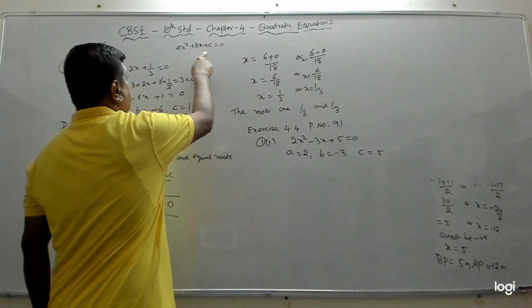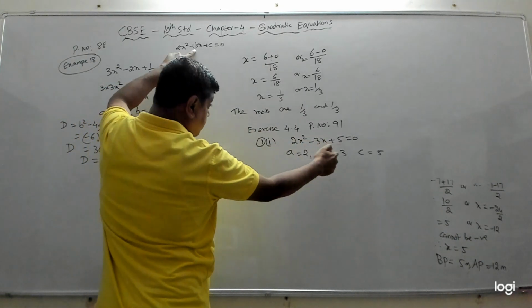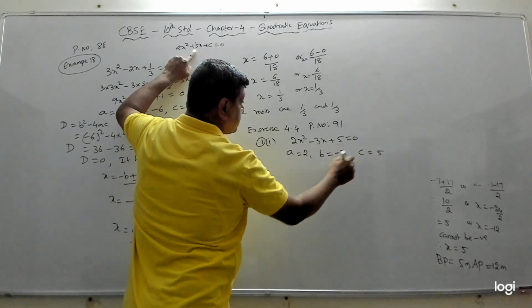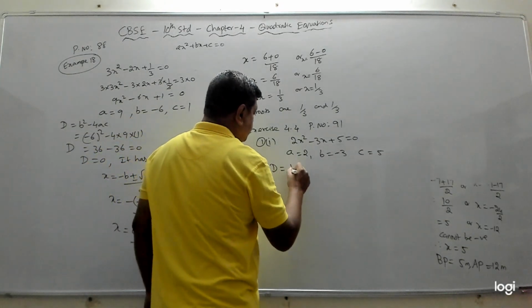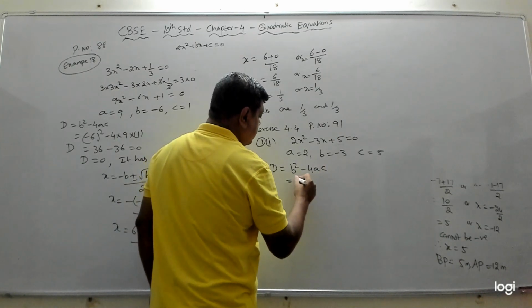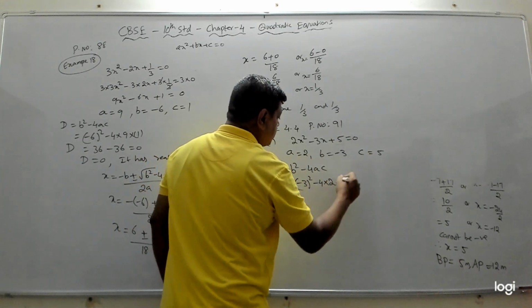Comparing with ax square plus bx plus c, A is 2, B is minus 3. Write along with the sign, don't put just 3. B is minus 3, C is 5. Now the discriminant D is b square minus 4ac. What is the value of b square minus 4ac? B square is minus 3 the whole square minus 4 into A is 2 into C is 5.